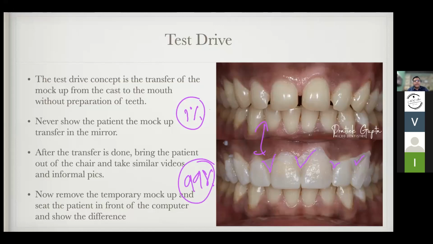They say, just go ahead and prep. Don't waste time. Start prepping the teeth right away. So you should be ready on the day of the wax up with everything. If the patient says prep, go ahead and prep. And take photos, take videos, take your consent, go ahead and prep the teeth.